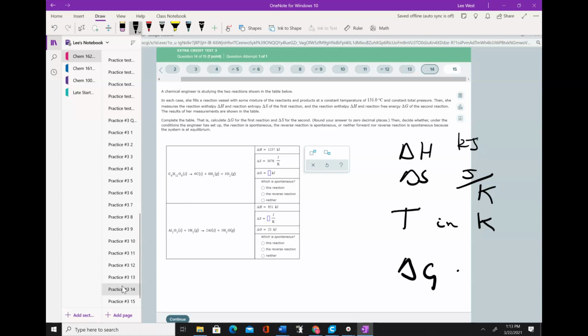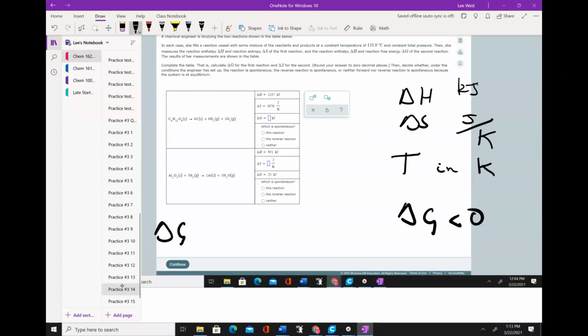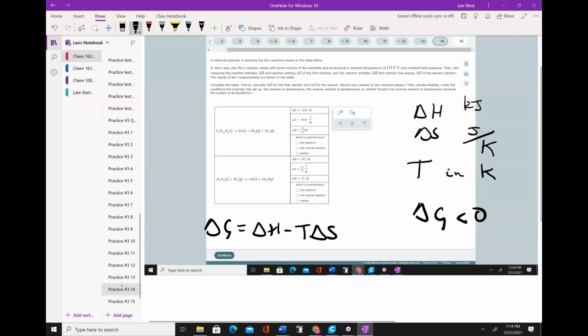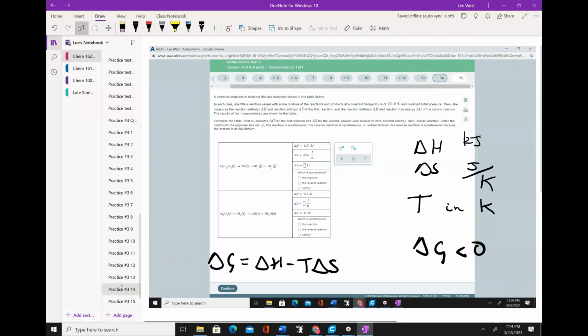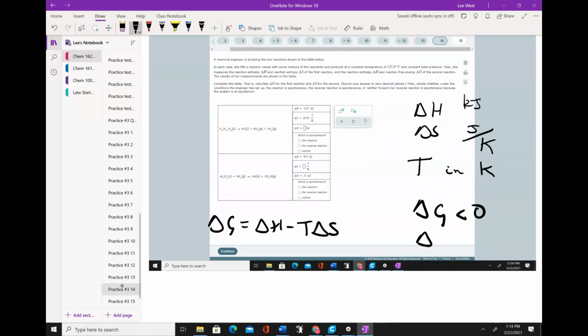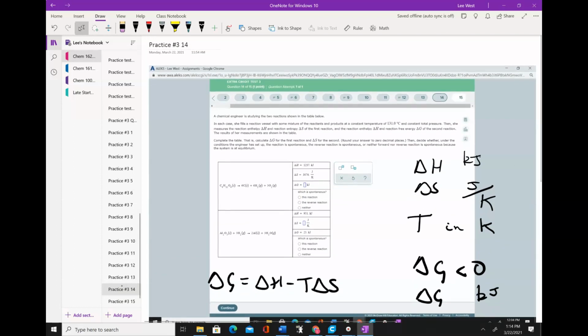For spontaneity, we know that we need delta G to be negative. And then we just have the little formula that relates all of these things. Delta G equals delta H minus T delta S. So dimensional analysis, just to make sure we don't get our kilojoules and joules confused. I should point out that we generally will express delta G's in kilojoules or kilojoules per mole. All right, looks like they want them here in kilojoules. Okay, so let's see what we've got.